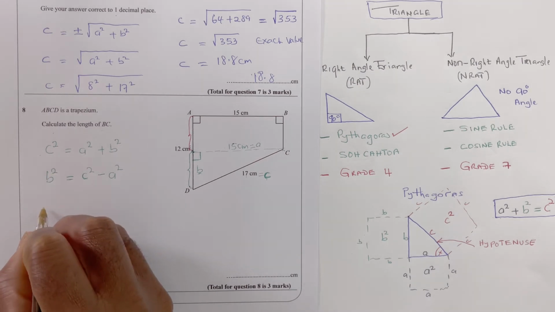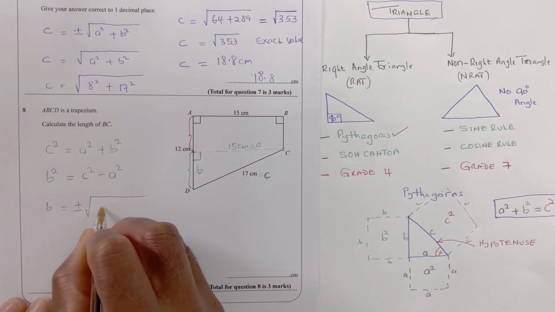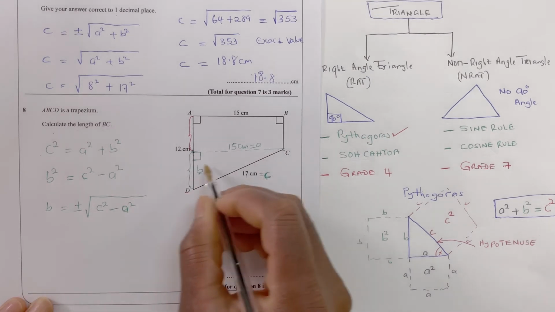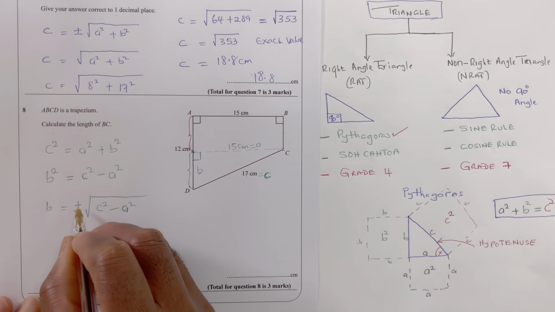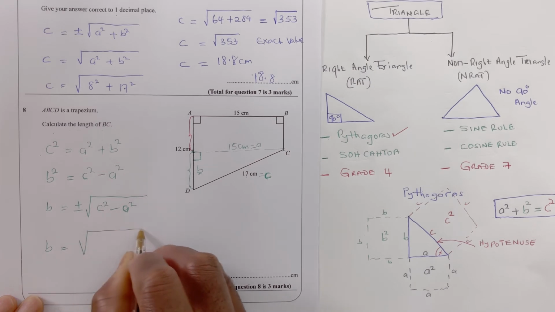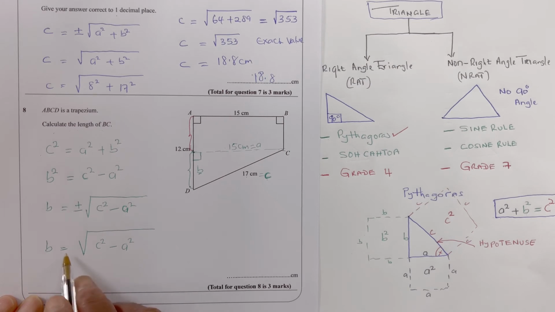I don't want B squared, I want B. So B will be plus or minus the root of C squared minus A squared. But this is obviously a positive number, so I'm just going to use the positive value. So B will be equal to the root of C squared minus A squared. If there's no sign, it means plus. If it has to be negative, you have to put a negative there.